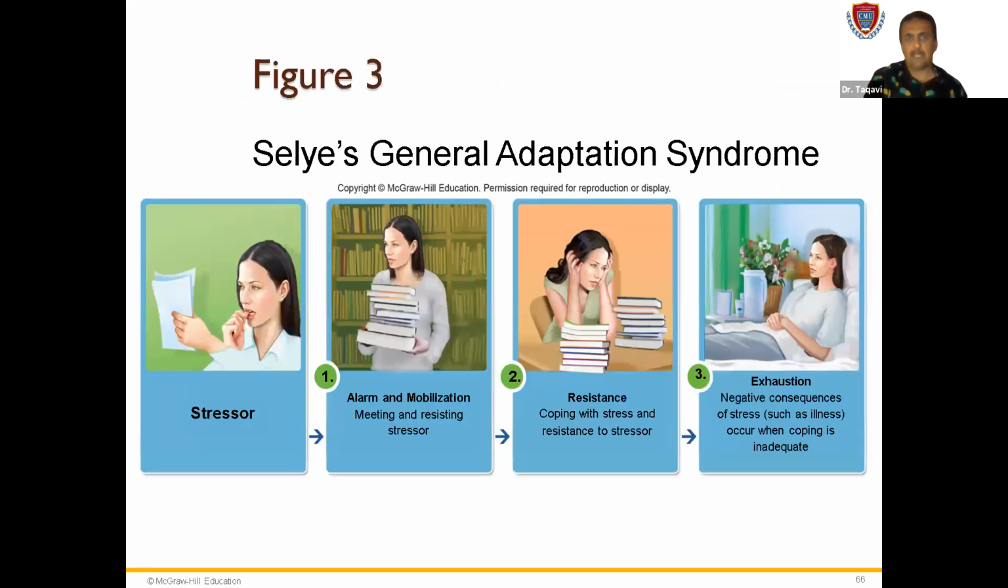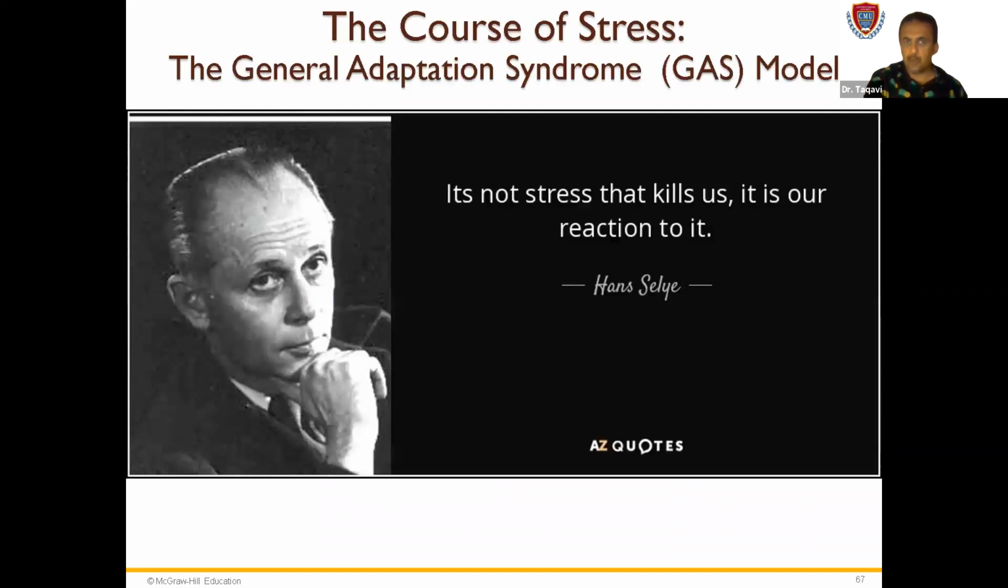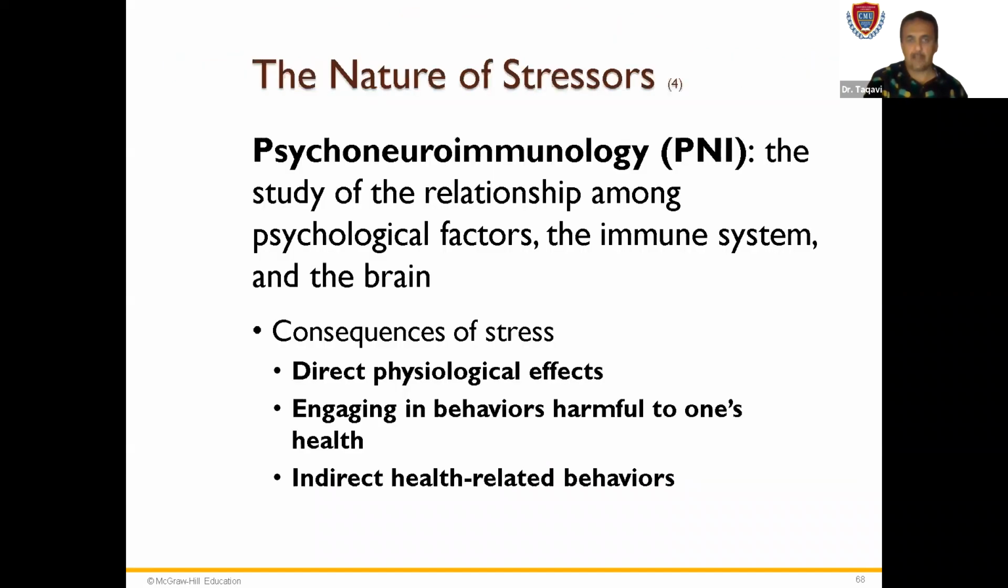You see here, for example, in this figure, you have a stressor such as the date of the exam, the type of exam. Alarm and mobilization: meeting and resisting stressors. After that, resistance: coping with stress and resistance to the stressor. Negative consequences of stress, such as illness, occur when coping is inadequate. You see the picture of Hans Selye here. He says it's not the stress that kills us, it is our reaction to it that kills us.